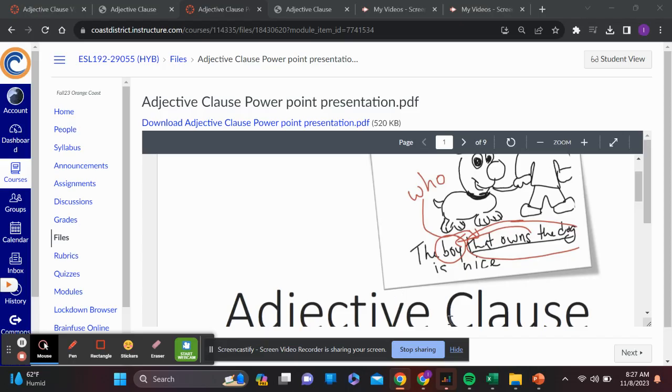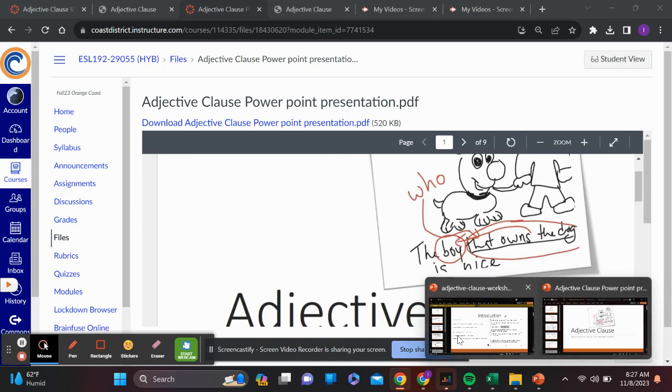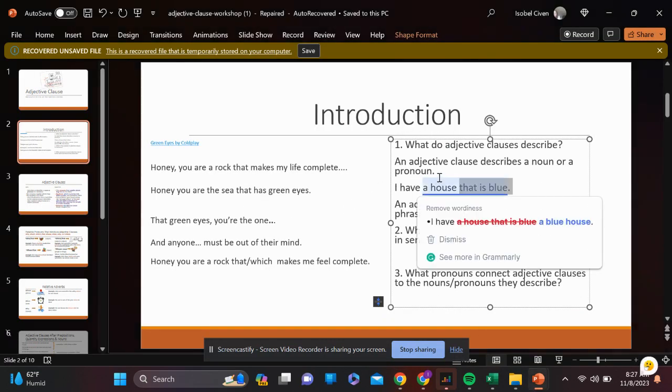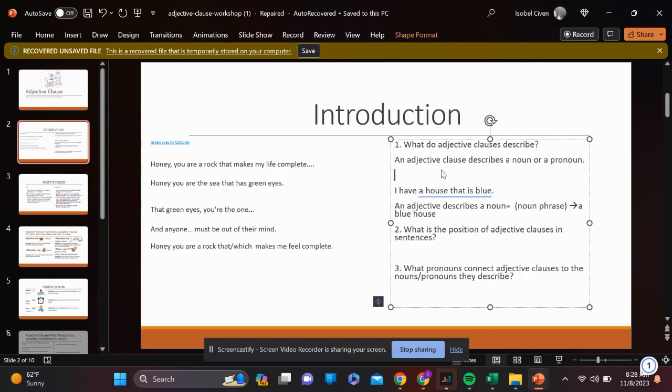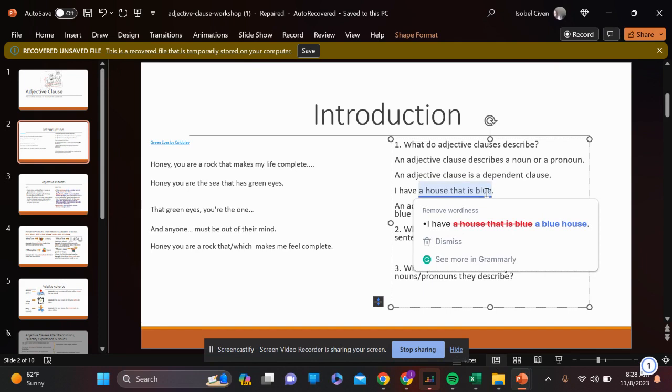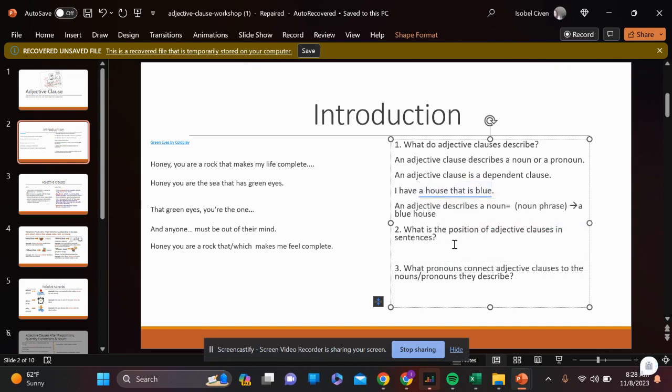Everybody, this is a presentation on how to use adjective clauses in sentences. Basically, an adjective clause describes a noun or a pronoun. It is a dependent clause, which means that it is always connected to an independent clause. For example, I have a house that is blue. That is blue is connected to I have a house.